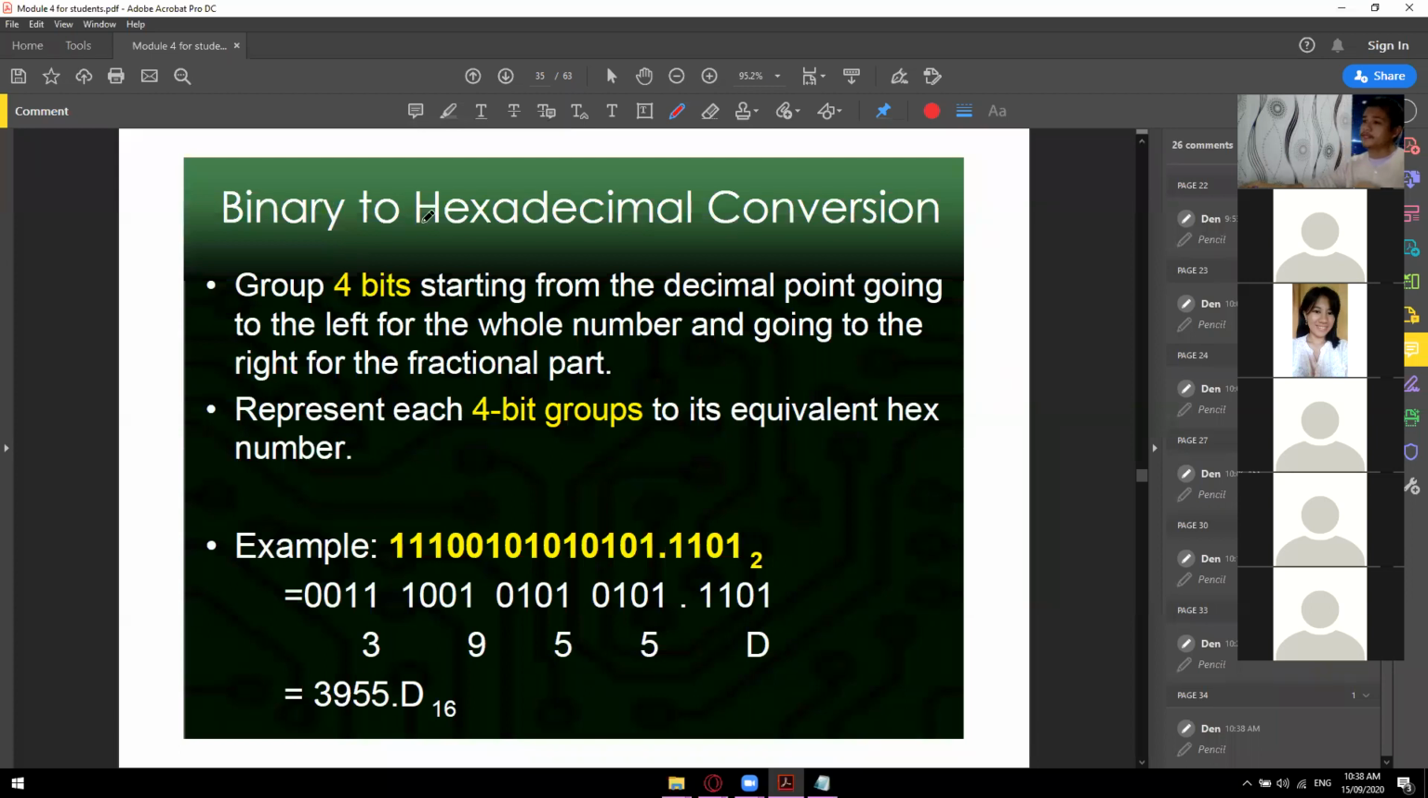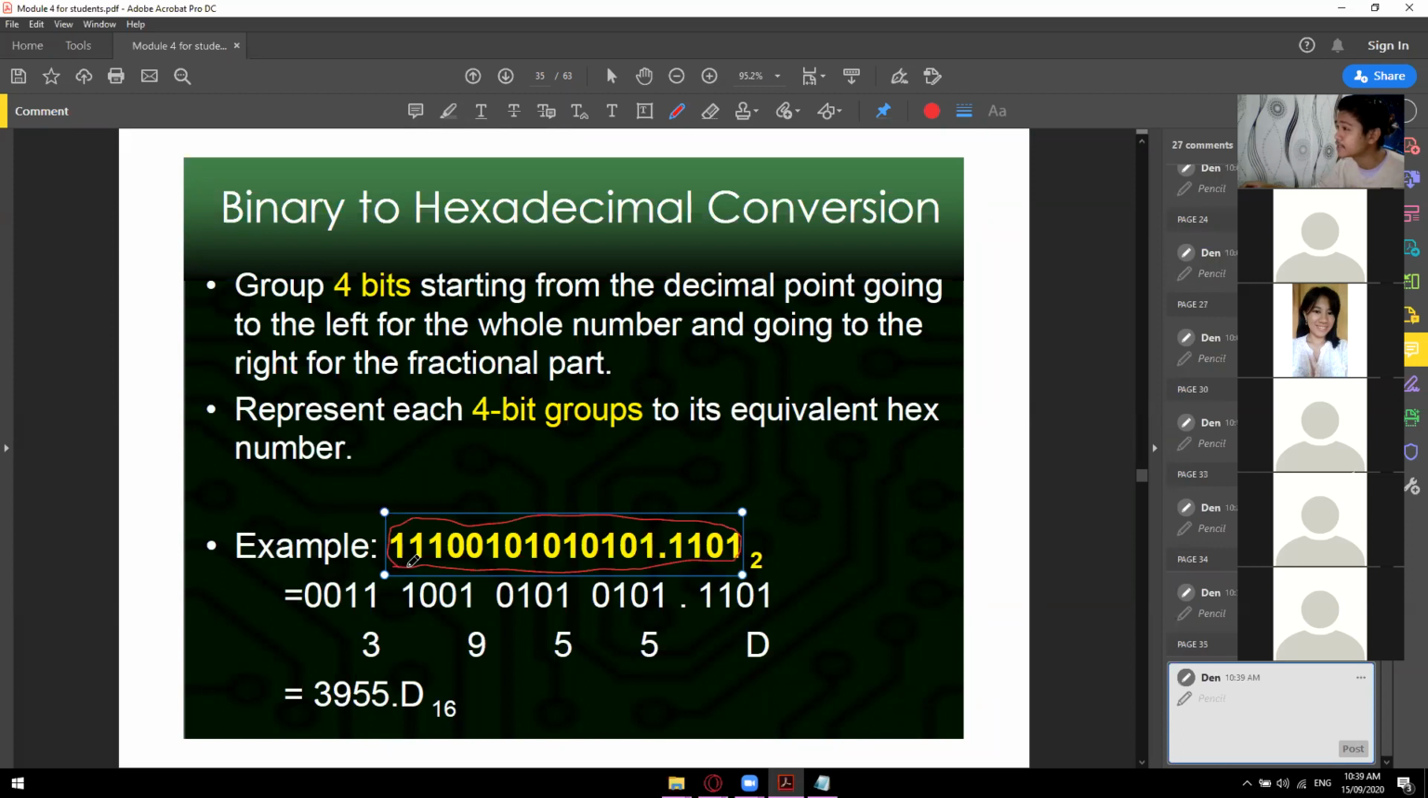Okay. So, next one is binary to hexadecimal conversion. So, ngayon naman, kabaliktaran. Kanina, hexadecimal to binary. Ngayon naman, binary to hexadecimal. So, mas madali na naman to. Since kaya na natin imano-mano to ng bit by bit. Okay?